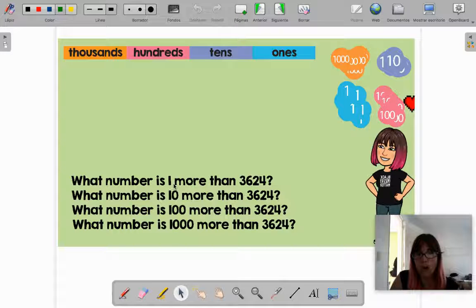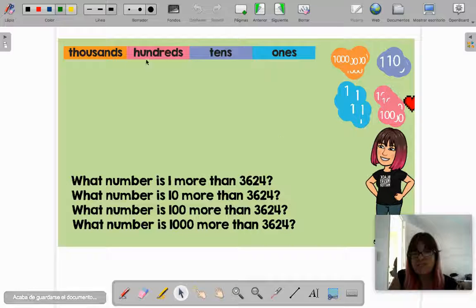What number is one more than 3,624? Now, one more is super easy, but please follow my instructions so you can get 100. Okay? Even one more is easy. First, get your whiteboards, write your titles at the top, ones, tens, hundreds, and thousands. And then the number that they ask you in the page that you will answer, first build it with the discs like we did last week.